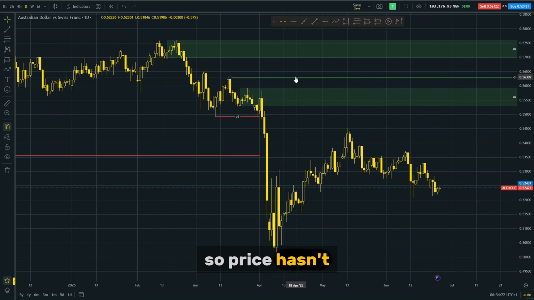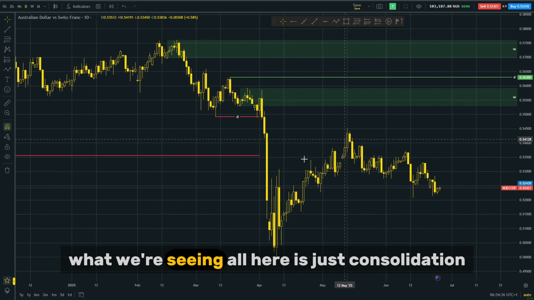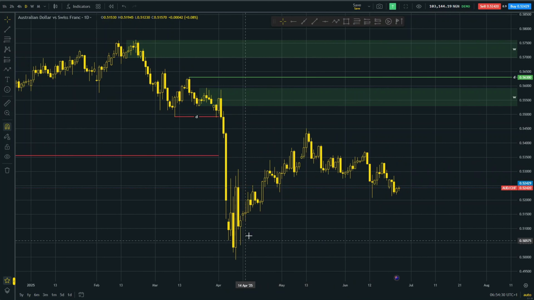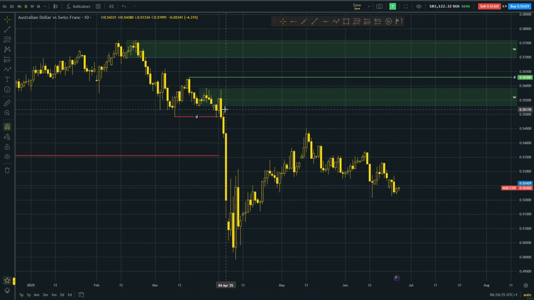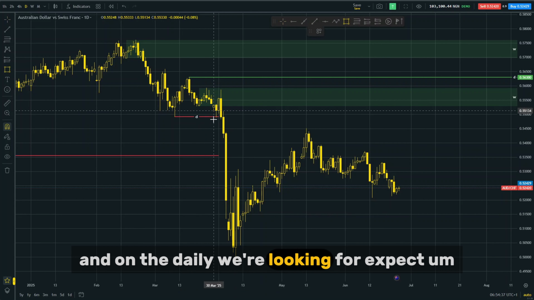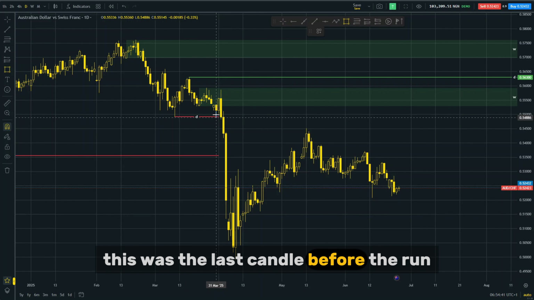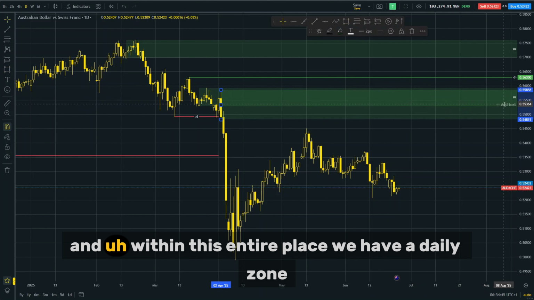So price hasn't made it all the way back to taking out this high, so therefore what we're seeing over here is just consolidation as far as the daily is concerned. These are really tiny time frame structures, and on the daily we're looking for positions right here. This was the last candle before the run. This is the last candle that ran, and within this entire place we have a daily zone.